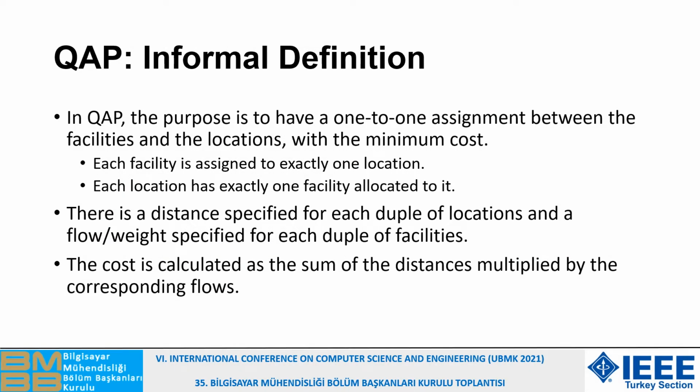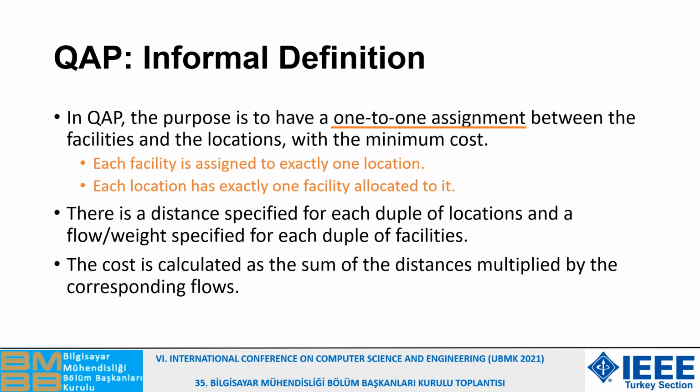Now, let's define the QAP in both formal and informal manner. In QAP, we try to have a one-to-one assignment between the facilities and the locations with the minimum cost. A one-to-one assignment means that each facility will be assigned to exactly one location, and each location has exactly one facility allocated to it. We said minimum cost, so we have to provide a cost function.